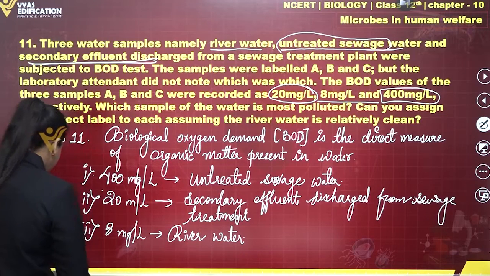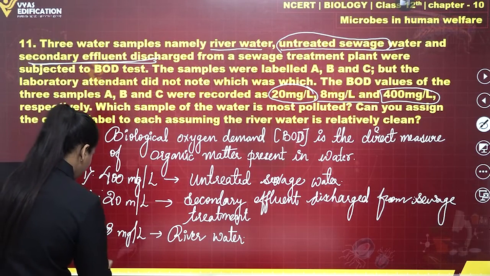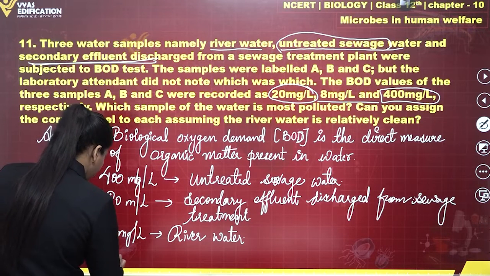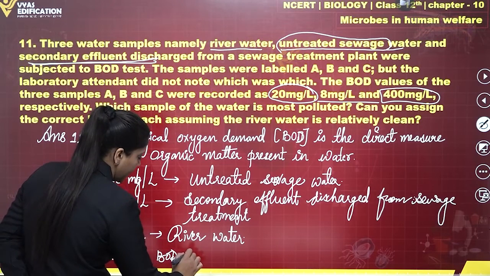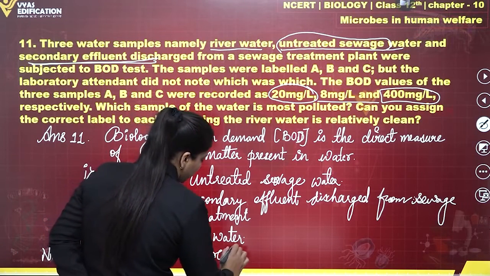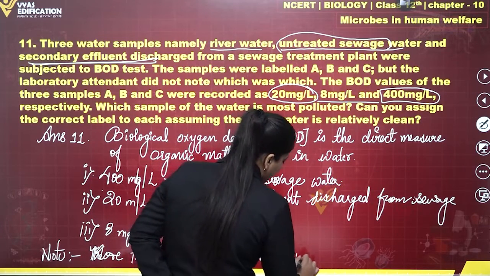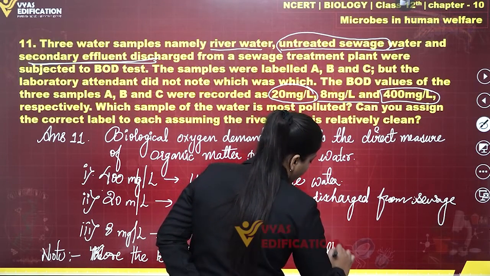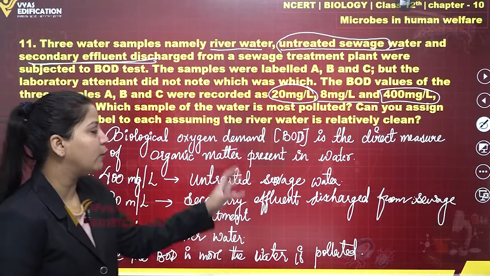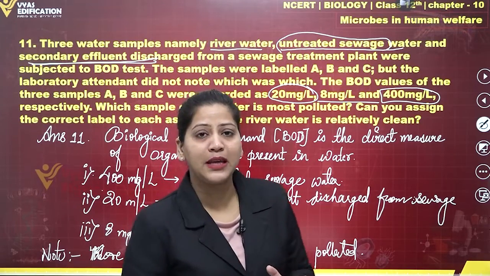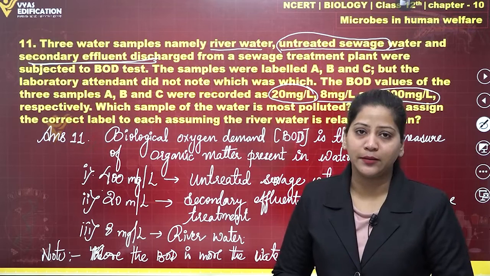So now here we can write a note that the more the BOD is, the more the water is polluted. So you can clearly identify which value of BOD can be given to which kind of sample. So this is the complete solution of question number 11.